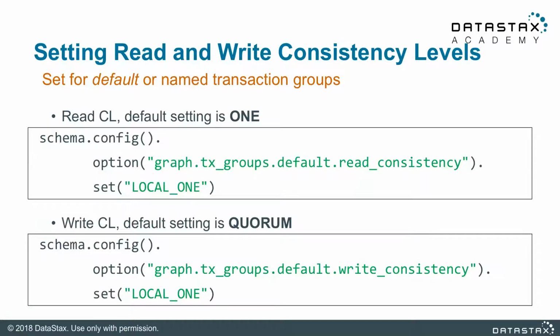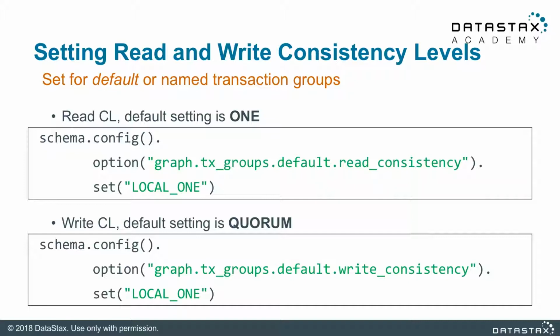Since we know that all graph data is internally stored and retrieved from Cassandra, we need to be aware of read and write consistency levels that we use for our traversals. Supported consistency levels are the same as in Cassandra. There are 1, local 1, quorum, local quorum, each quorum, all, and a few others.